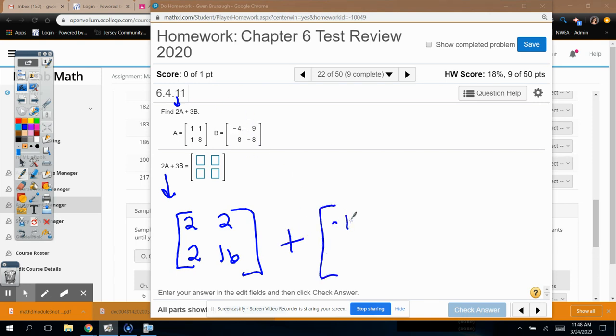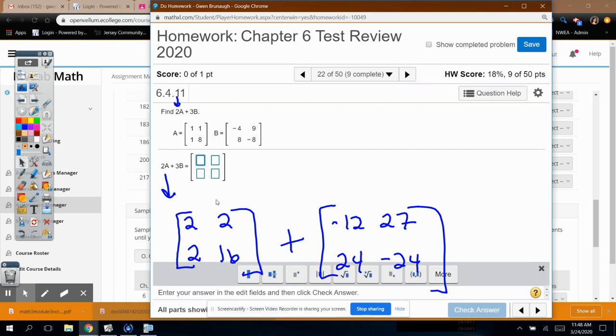That's going to be -12. 3 times 9 is 27. 3 times 8 is 24. 3 times -8 is -24. And now we'll add them up. 2 and -12 will be -10. 2 and 27 would be 29. 2 and 24, 26. And what do I have left? 16 and -24, -8.